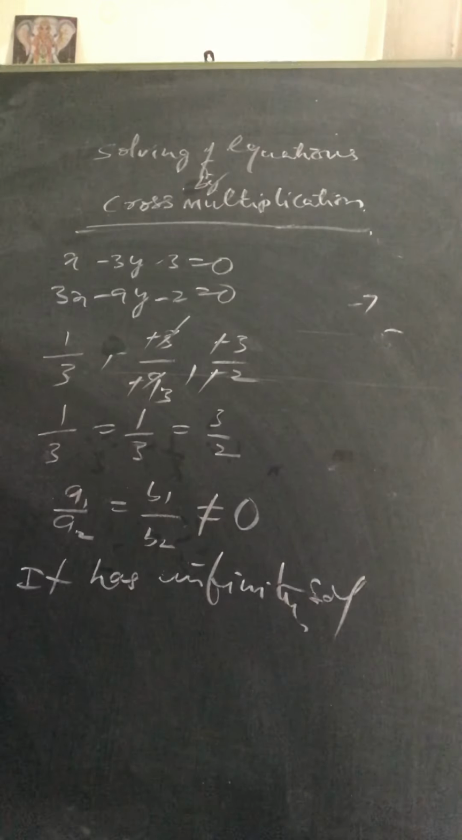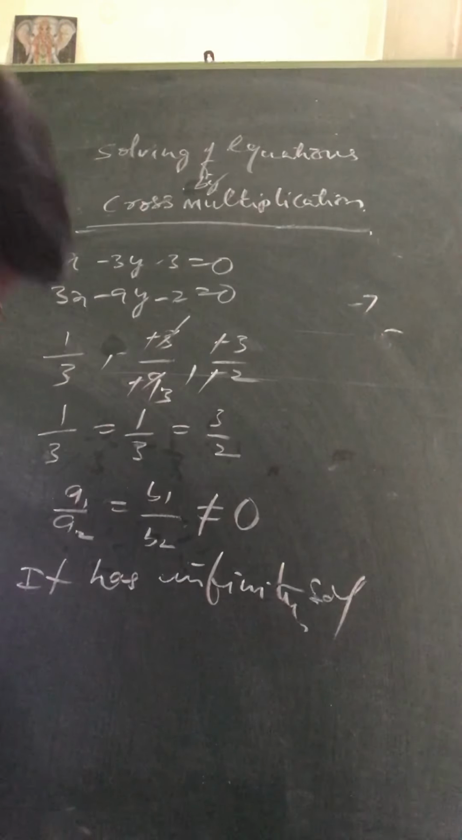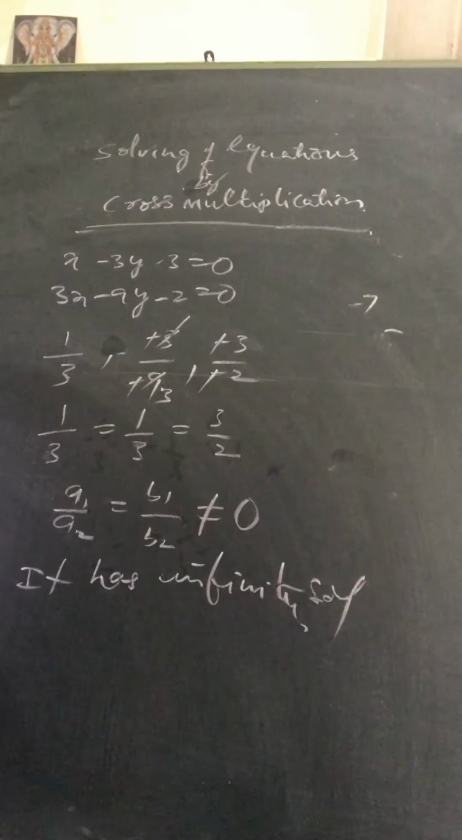So first, before solving the equations, it's better to check whether the given equations are solvable or not. Solvable means it should have a unique solution: a1 by a2 does not equal b1 by b2.